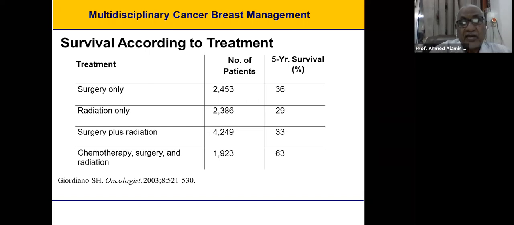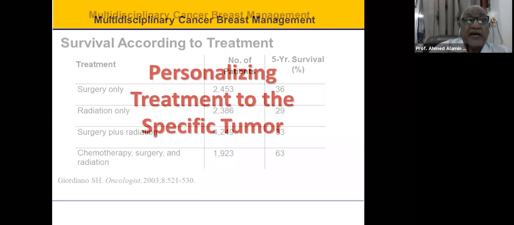Survival according to treatment: surgery alone for this locally advanced disease, 5-year survival 36%, and radiation only 29%, surgery plus radiation 33%, chemotherapy, surgery and radiation 63%, and really there is a very dramatic change.